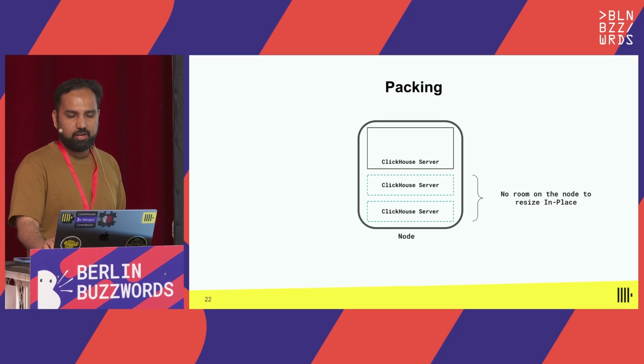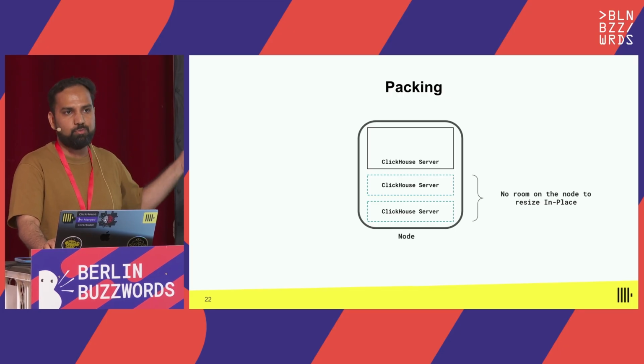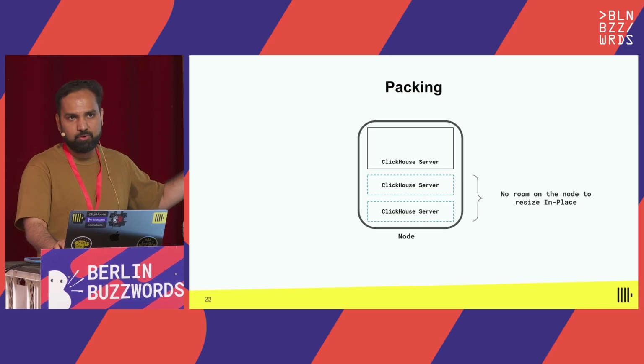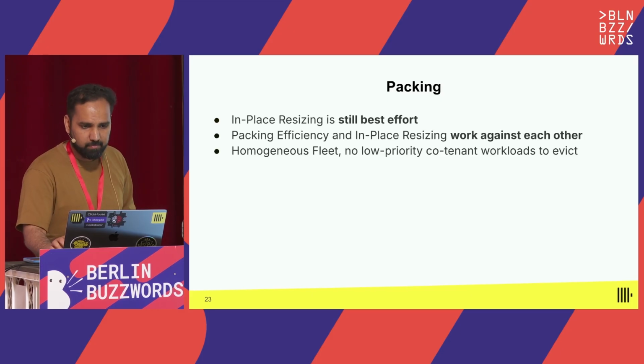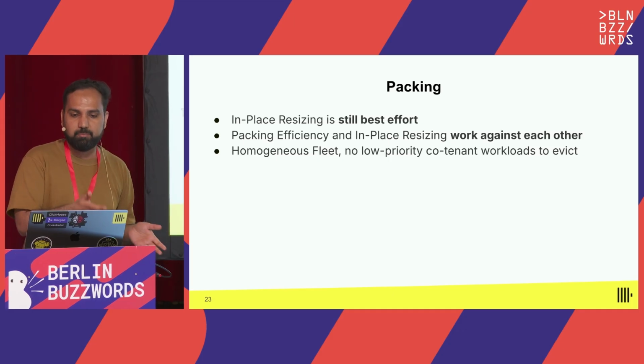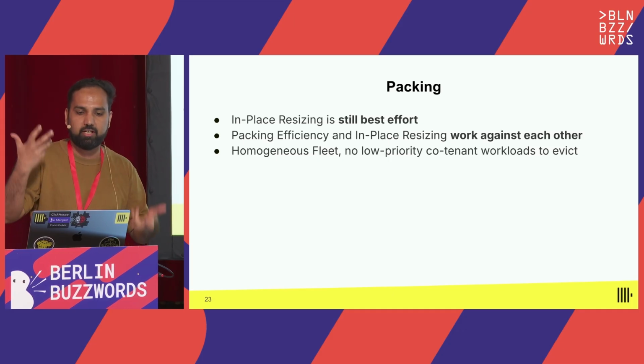But now, for the other two replicas, there is no more room on this node to resize this replica. So there's no way around evicting this pod, because there's just no room on the node. So in-place resizing is best effort. And packing efficiency and in-place resizing are kind of working against each other.